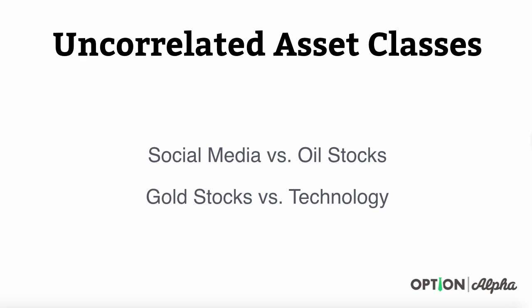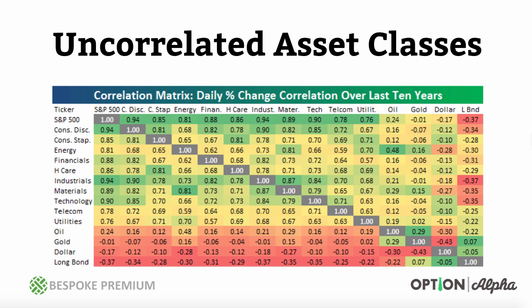Another uncorrelated example is going to be gold stocks and technology. Same thing. If something happens in the tech world with microchips or computer chips and software, probably not going to have that big of an impact on gold stocks globally or what gold is doing in general. So those are two really good examples of how you can use uncorrelated asset classes to trade.